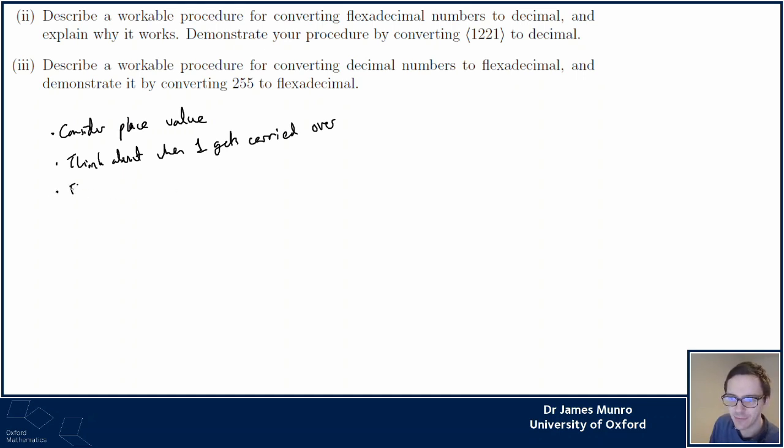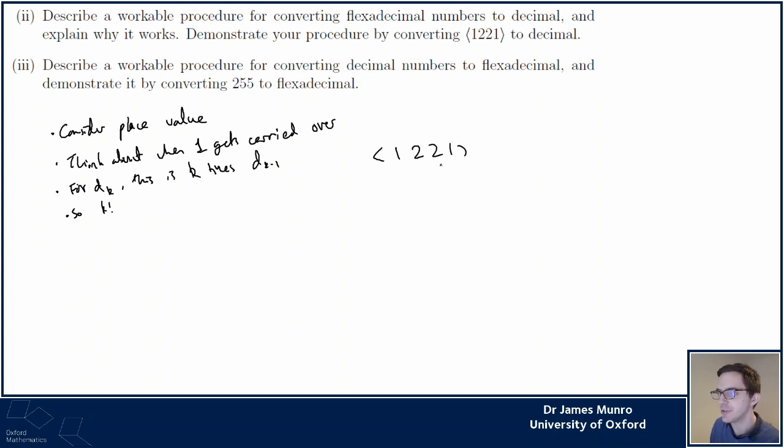It's for d_k, this is k times d_{k-1}, in some sense. So k factorial. Okay, I'm going to demonstrate this by converting 1221 to a decimal. So this 1 at the front has come from things being carried over 24 times. This 2 here has come from some more carrying over, not as much as 24, just as much as 6 to get to increase. It takes 6 to increase this by 1.